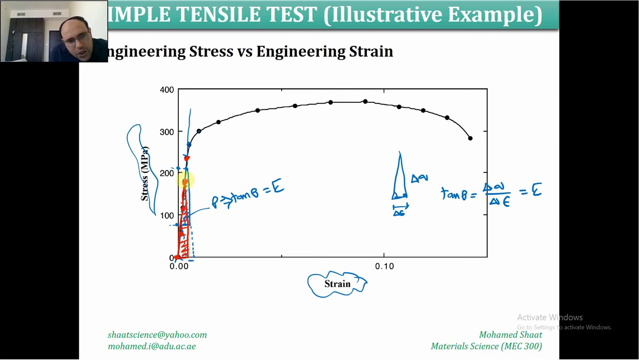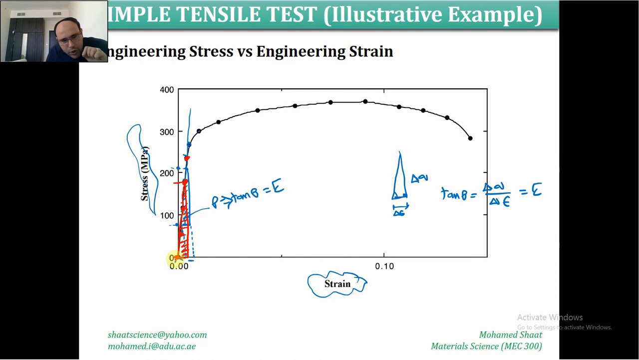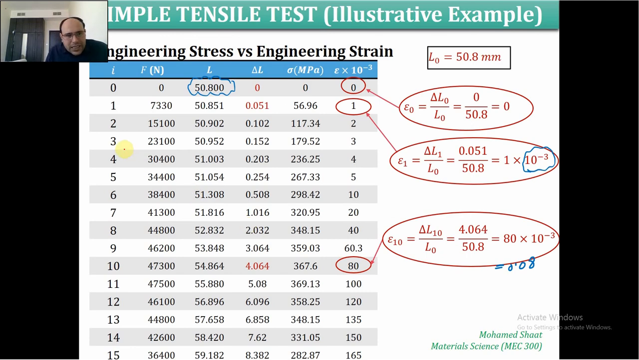Then your objective is just to find the stress and the strain that correspond to this point from this table. If you count the points, this is instant 0, instant 1, instant 2, instant 3. So the stress-strain data at instant 3 is already given in the table. At instant 3, the stress is this value and the strain is this value. Make sense? So this is the stress and the strain at this point.